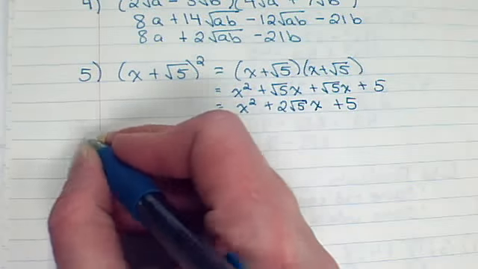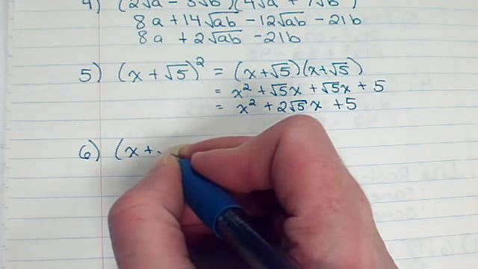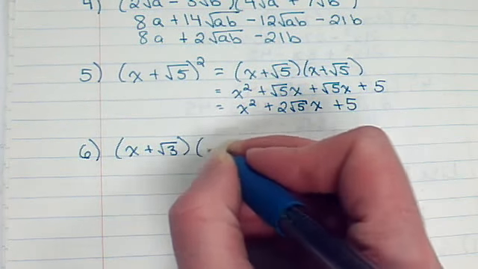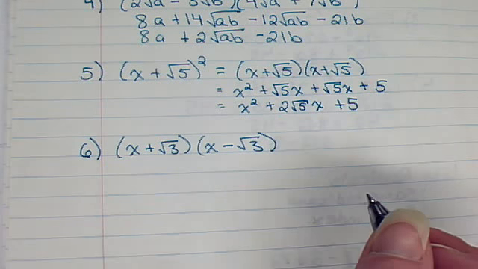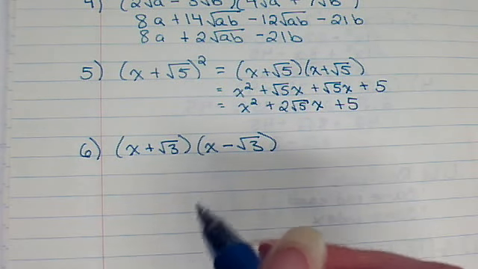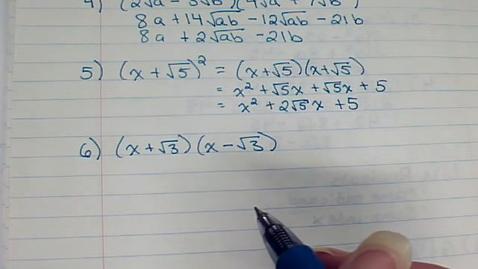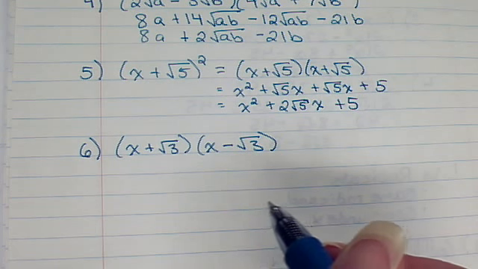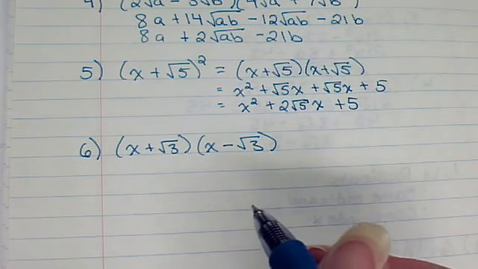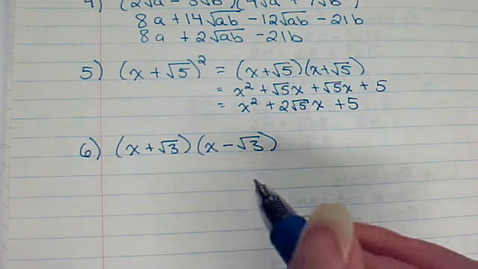One last example here. Number 6. Let's try x plus square root of 3, x minus square root of 3. I hope you notice that sum and difference. We've seen that before. I think that had a special name. If we think back on the Wayback Machine, those are called conjugates.